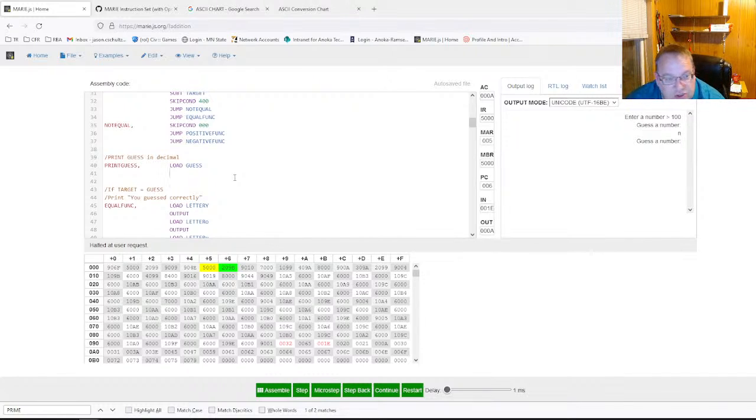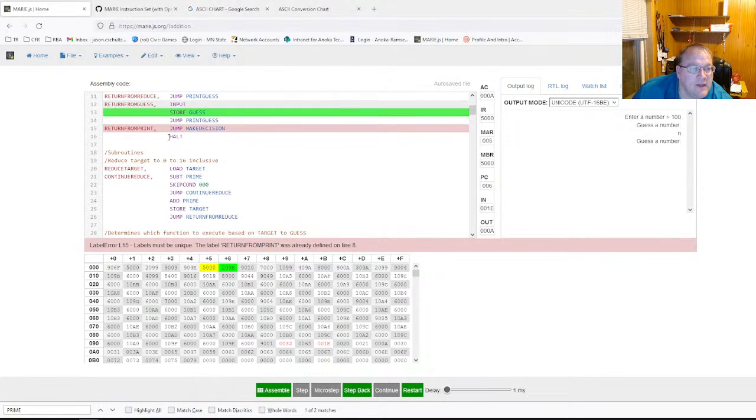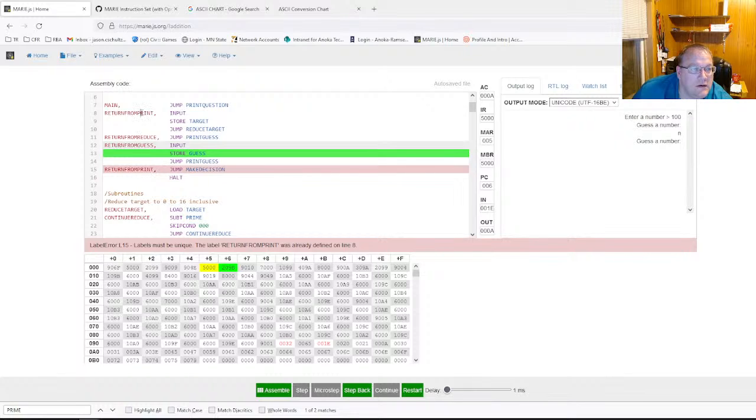Okay. So we're going to do a subtract 16. Okay. How do I subtract 16? Can I say this? 0, 0, 1, 0. Is that legal? Let's find out. Oh, yeah, okay. So we can't do that. Return from print guess. And it's too long.